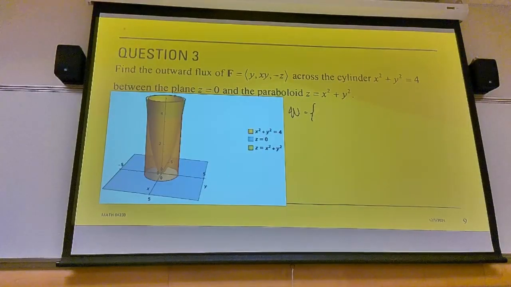We can describe it using cylindrical. That's what we want to use. The region is still a full circle, so theta goes from 0 to 2 pi, and then z goes from 0 to r squared.